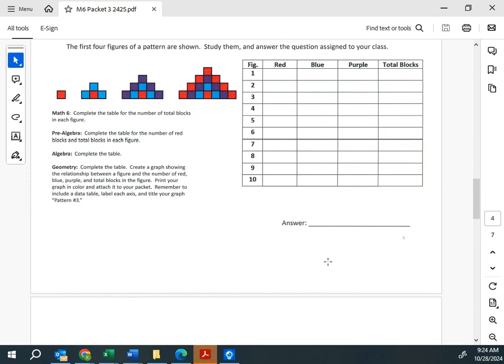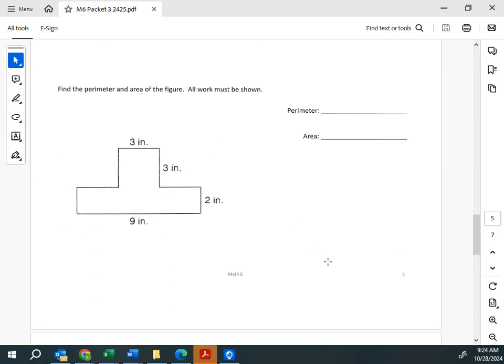Our next page is the goofy shape page. First thing we have to do is the perimeter. Remember, the perimeter is adding up all of the sides. First thing you have to do is figure out measurements for each side. Not all sides have a measurement listed, so you need to find those measurements.